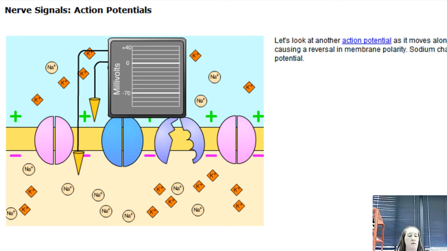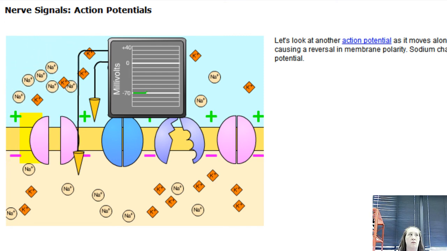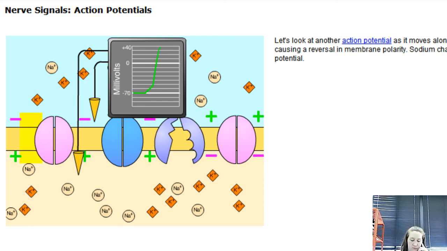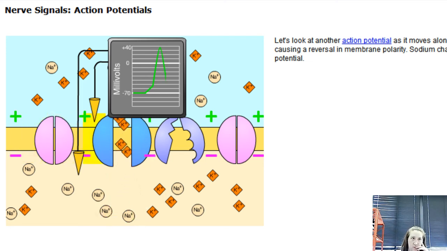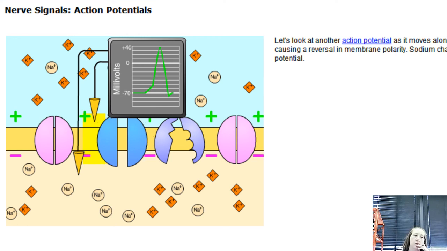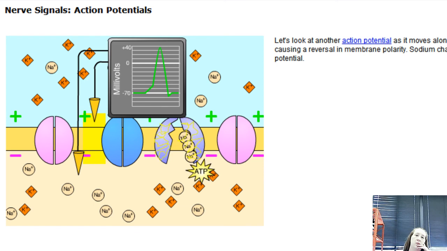Let's look at another action potential as it moves along the membrane. This time we will measure the voltage changes that occur in one spot along the membrane. A slight change in polarity causes the voltage-gated sodium channels to open. Sodium ions rush in, causing a reversal in membrane polarity. Sodium channels close and potassium channels open. As potassium ions rush out, the membrane returns to being negative on the inside. The sodium-potassium pump then restores the balance of ions present at resting potential.